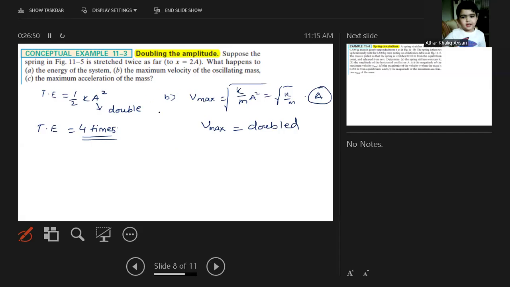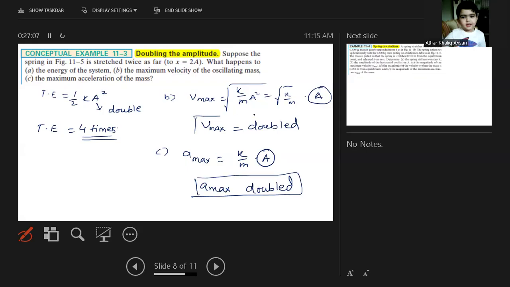And last thing, acceleration. Acceleration is what? It is K over M times A. So if you double A, the A max is also doubled. So what are the answers for this? A max is doubled, V max is doubled, but total energy is 4 times. What was first? First you put 1 and then you put 2.